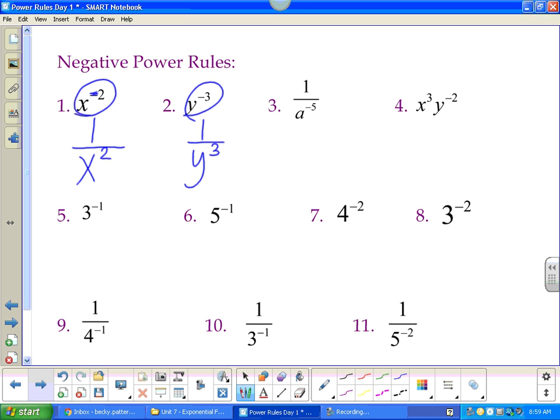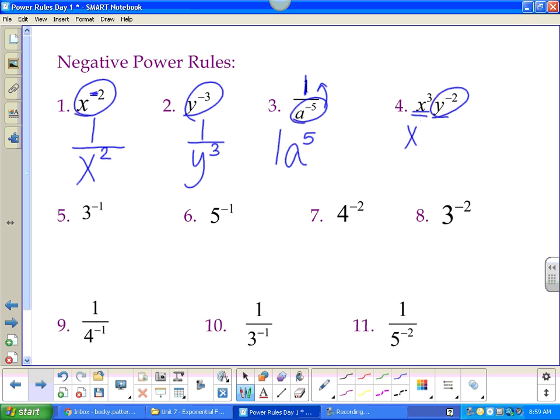Now number 3 is unhappy, but where's that one? That A is on the bottom, so we are going to move it to the top and make it happy. And the 1 there, if you want to put a 1 right here, that's fine. It does not change a thing. Number 4, the x to the 3rd, happy. Leave him alone.